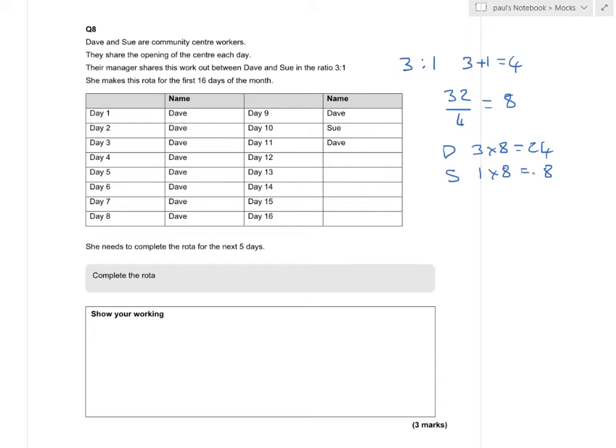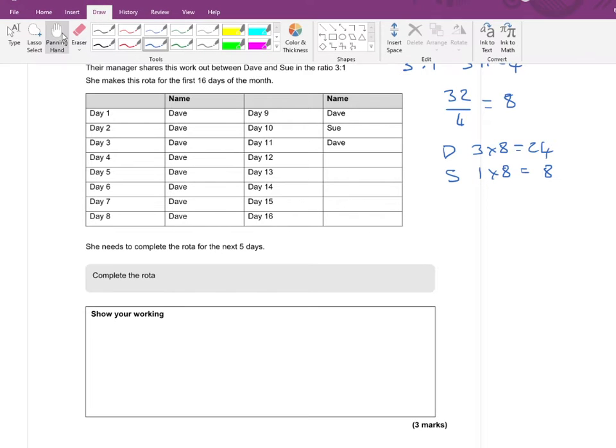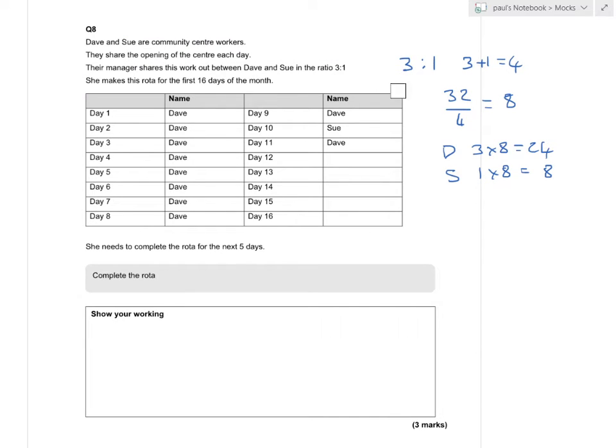So let's have a look. Sue needs 8 of them. How many has Sue got? Oh, Dave does all the work, doesn't he? Oh, Sue's got 1 there. How can she have 8? 3 is 24, that's 32. 8, 1, 2, 3, 4, 5, 6, 7. That's not right, is it? So what have we done? Oh, that's only 16 days. Oh, I've counted these columns twice. Oh, what a fool I am.